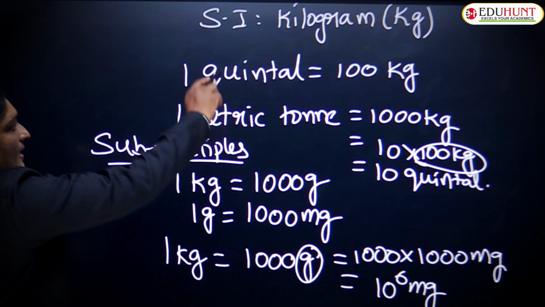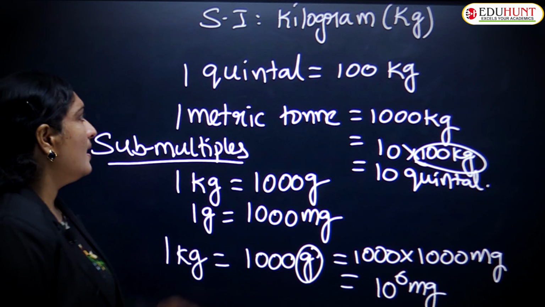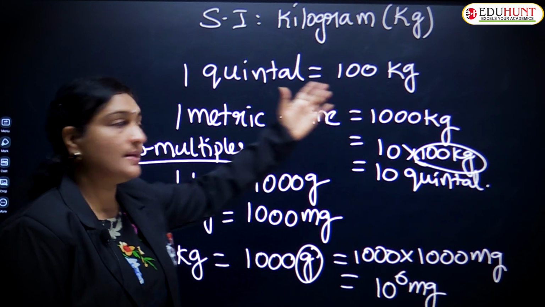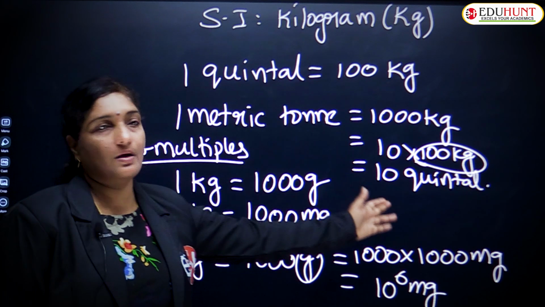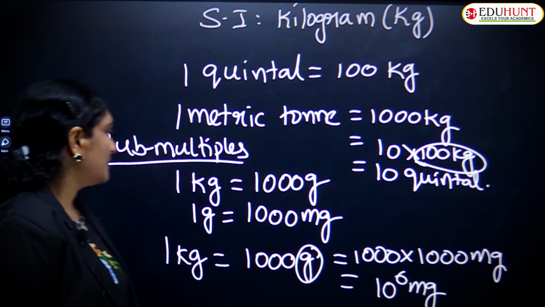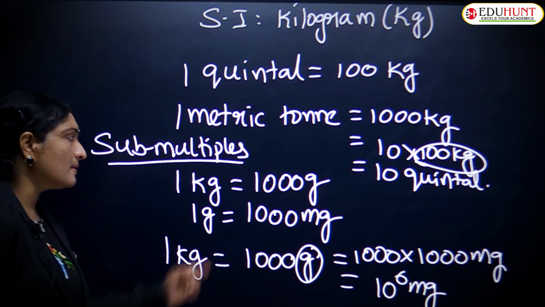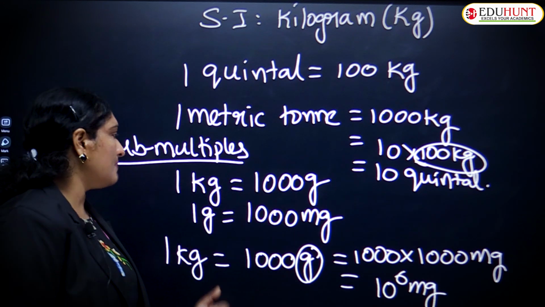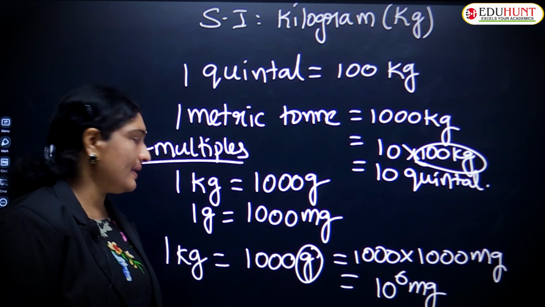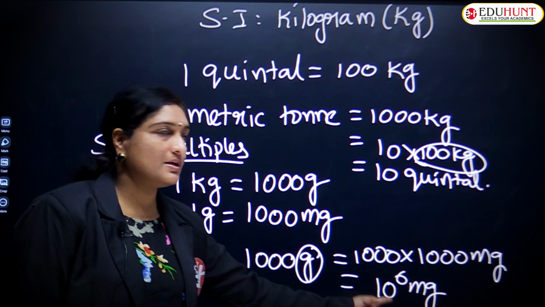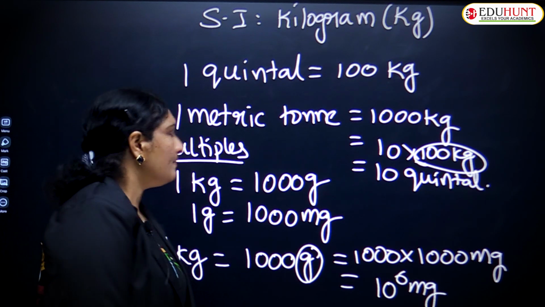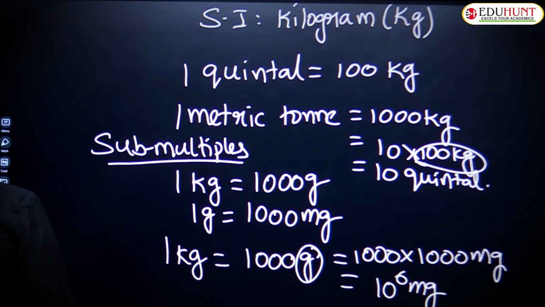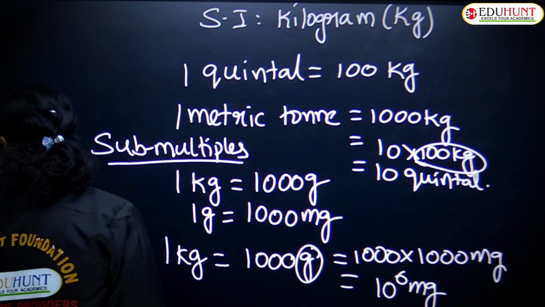Okay, what is the SI unit of mass? Kilogram. And 1 quintal is 100 kgs, 1 metric ton is 1000 kg, and 1 metric ton is also equal to 10 quintals. So here come some multiples. 1 kilogram is 1000 grams, 1 gram is 1000 milligrams, and 1 kilogram is also equal to 10 power 6 milligrams. Okay, so based on that, let us move to today's topic.